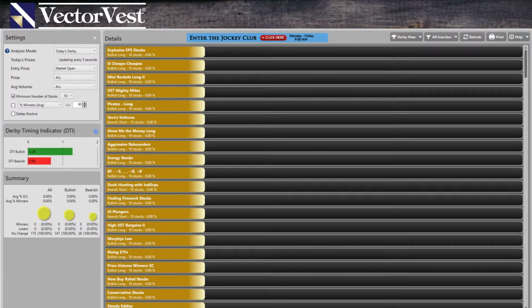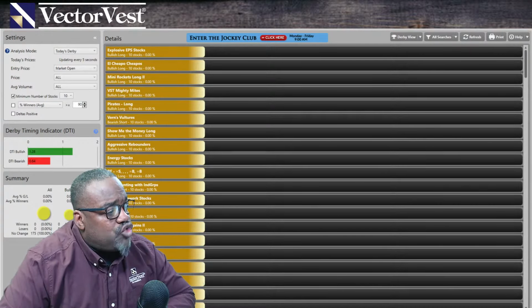Derby timing indicator does have a sweet spot. When either indicator, whether bullish or bearish, is above the value of 1.2, that gives more confirmation that that is the direction at that particular point in time that we should be trading on. Now, that'll change throughout the day depending on what's going on in the market. But that Derby timing indicator can be a great day trading timing signal. It will issue a green light when the DTI bullish is above our trigger point, and it will issue a red light if the DTI bearish is above our trigger point.